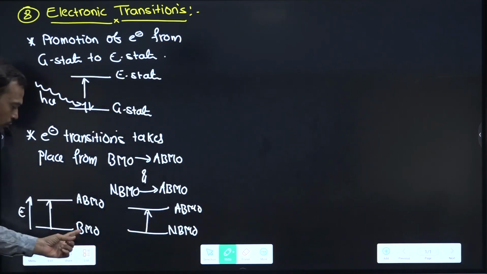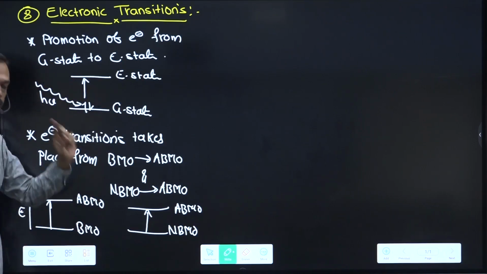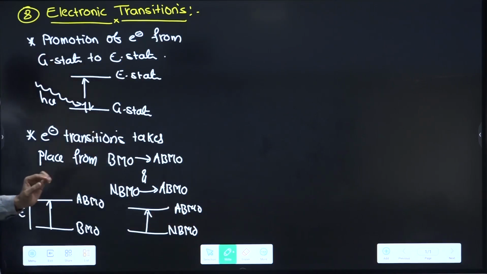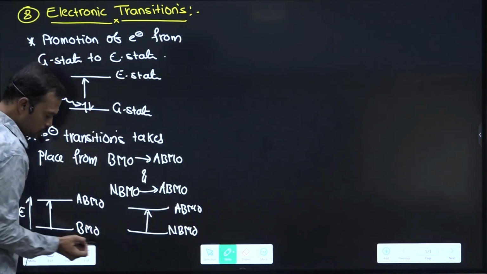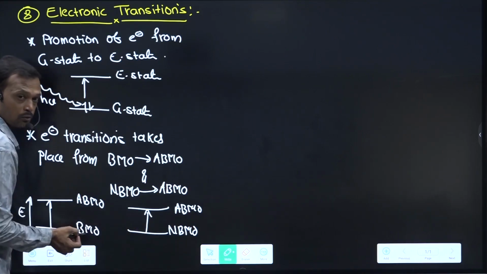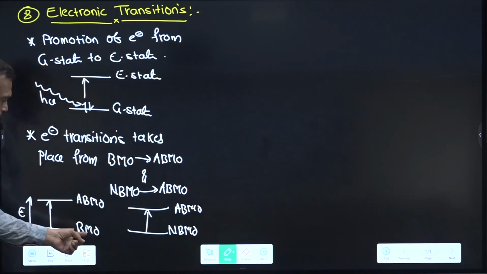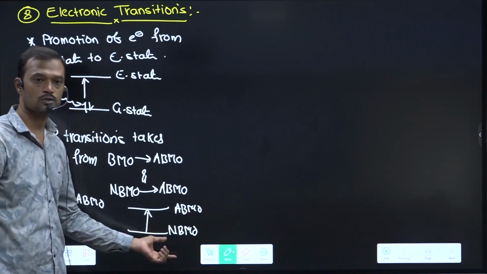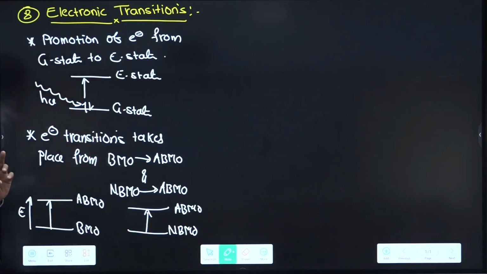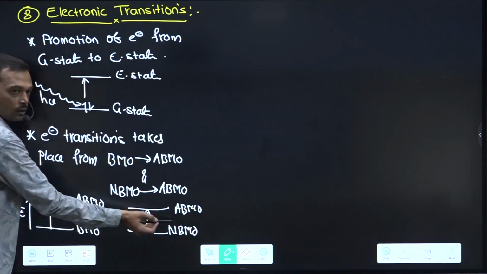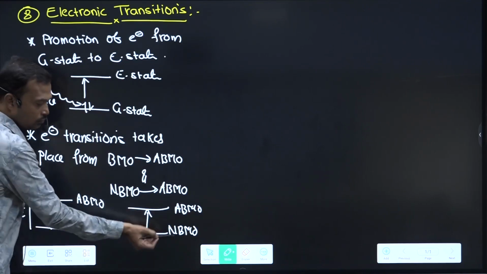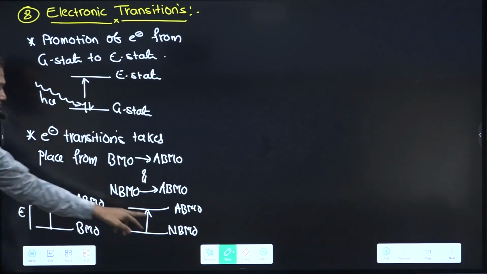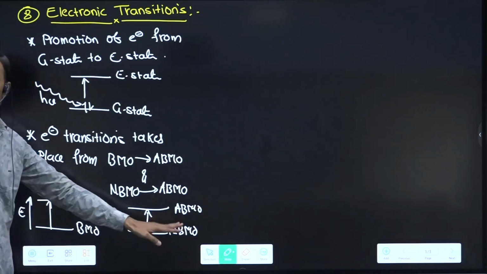Electronic transition is possible from BMO to ABMO, lower energy to higher energy, and non-bonding to ABMO, but not from BMO to NBMO. BMO is lower energy, NBMO is higher energy, but BMO to NBMO electronic transition is not possible. Only two possible electronic transitions are expected: ABMO from BMO, and ABMO from NBMO. Only these two are possible. So BMO to non-bonding molecular orbital electronic transition does not exist.